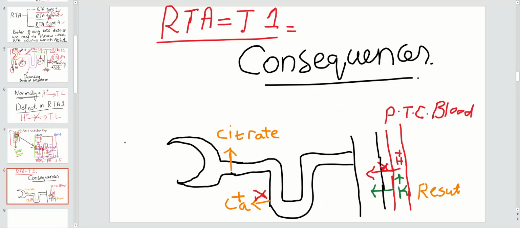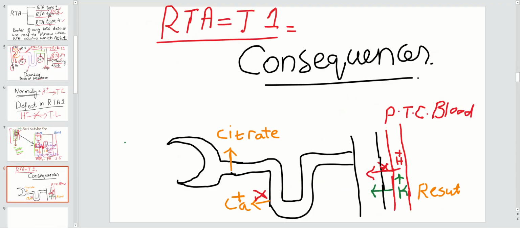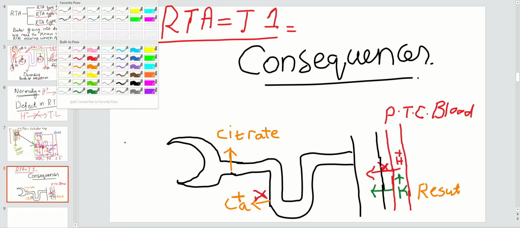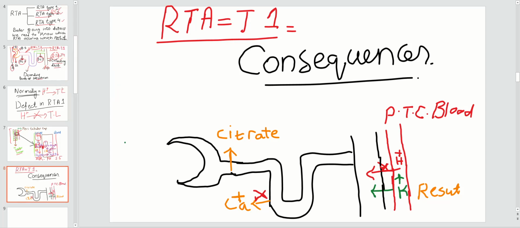Now there are some consequences of this RTA type 1. So what are the consequences? Let me explain once again. Number one, you are not secreting hydrogen into the tubular lumen. So what is happening in your body? When you're retaining hydrogen inside your blood, what would happen? You have metabolic acidosis. You're right.